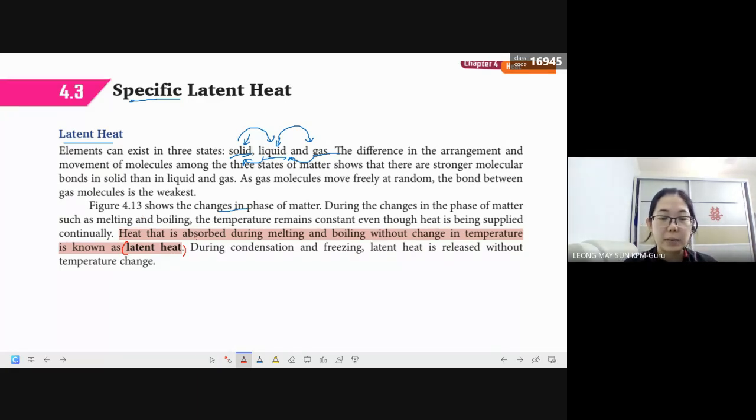Latent heat is the heat that is absorbed or released during melting and boiling point. Keyword: without change in temperature. So for latent heat, the heat energy is absorbed or released at a specific point, but the temperature does not change. So that is latent heat. During condensation and freezing, latent heat is released without the temperature change. When the temperature increases, energy is being absorbed. When the temperature is being reduced, energy is being released. That is what we learned in the early part of the heat chapter.